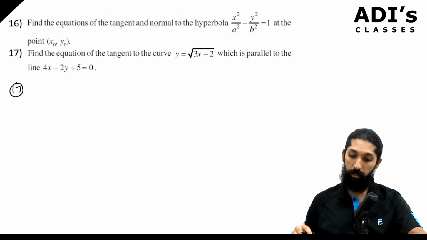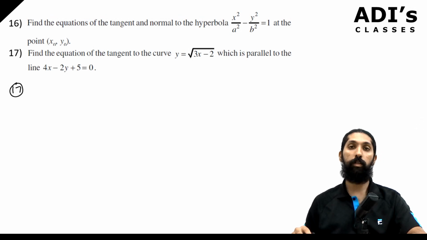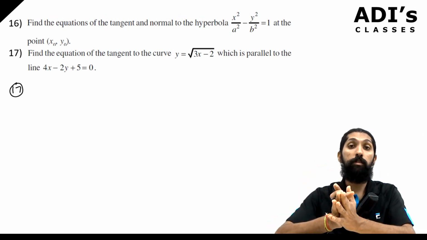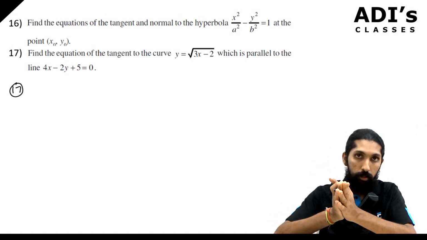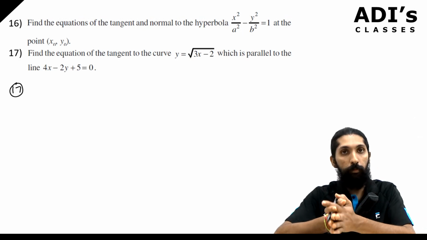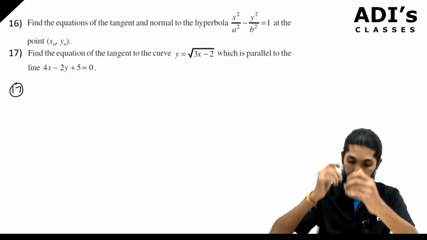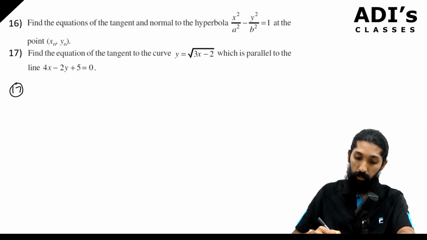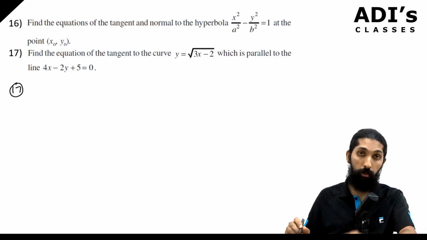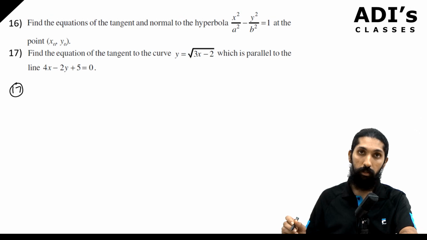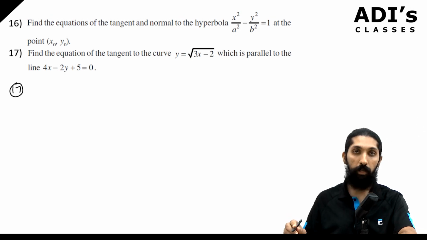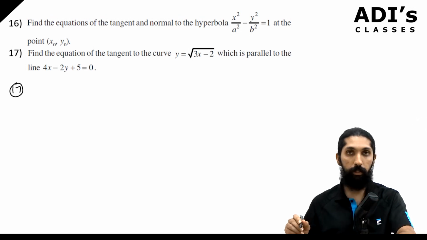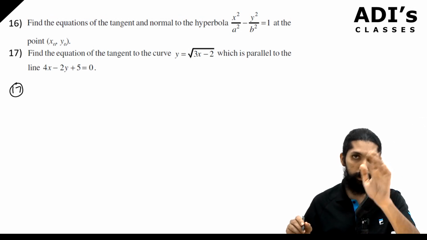Find the equation of the tangent to the curve which is parallel to the line. First, find the slope of the line, because if you know the slope of the line, that will be the slope of the tangent. The slope of the line, if you know the formula, is minus a by b. Or you can keep it in terms of y equals mx plus c. Whichever way you feel comfortable, you can do that.